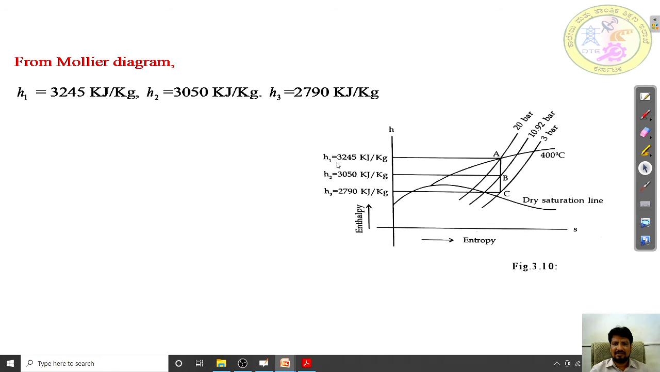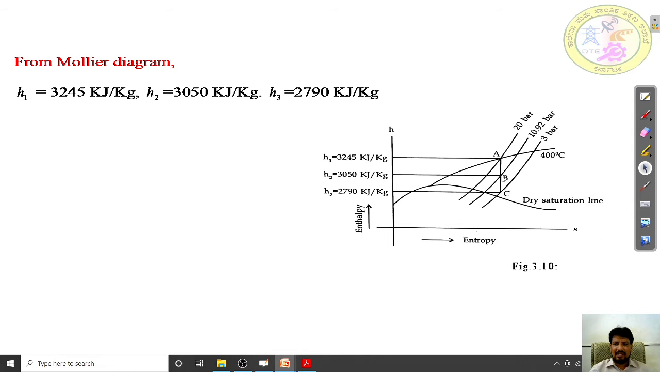That value is 3245. Then from the point A, draw a vertical line. Where the pressure line of the P2 value, 10.92 or 11 bar, meets this vertical line, mark the point B. This point B gives your H2. H2 is 3050 kilojoules per kg.